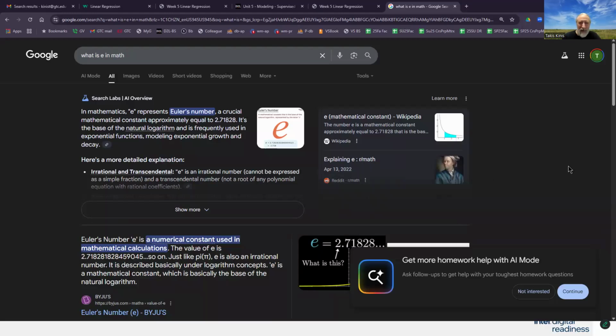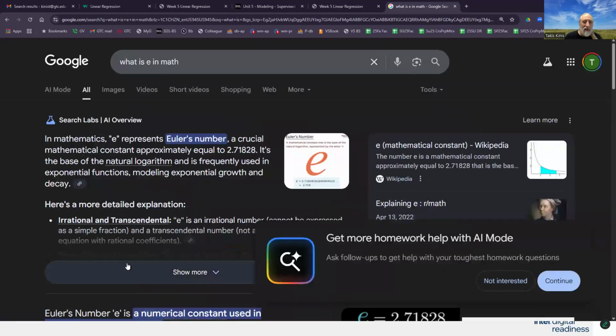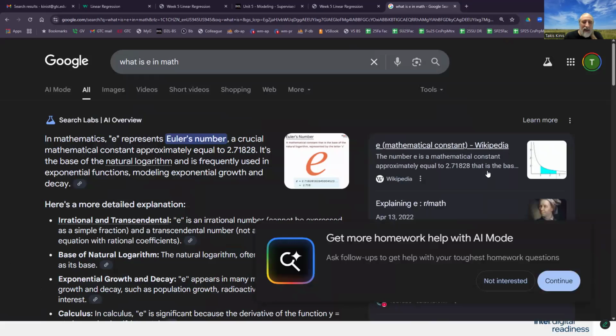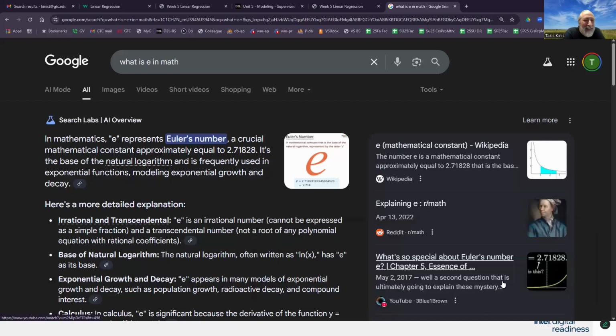And per Google's AI search results here, E is what we call... how do you like this, you guys? You guys see the message on my screen? You guys better not click on that. I'm kidding. All right.